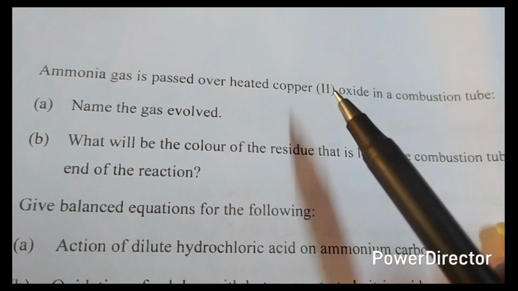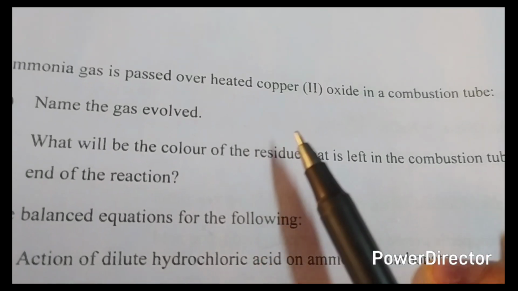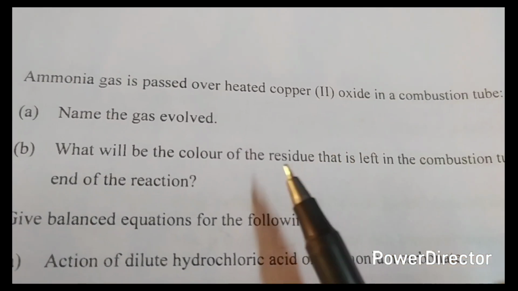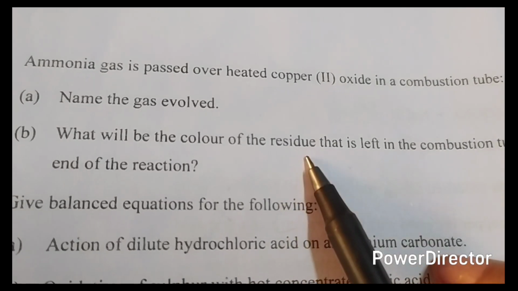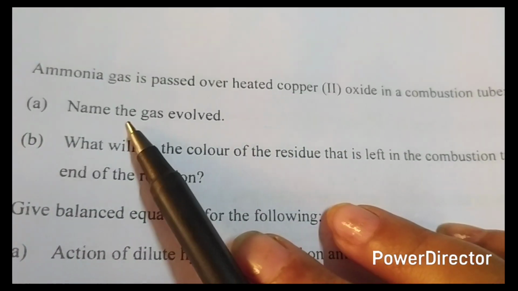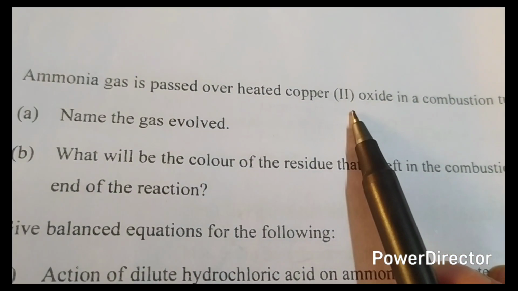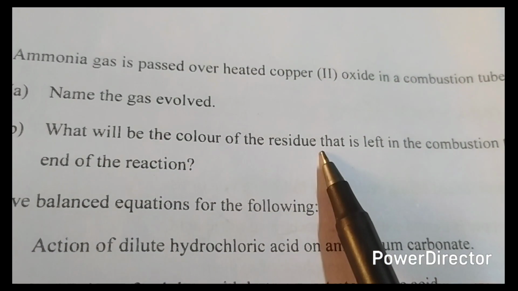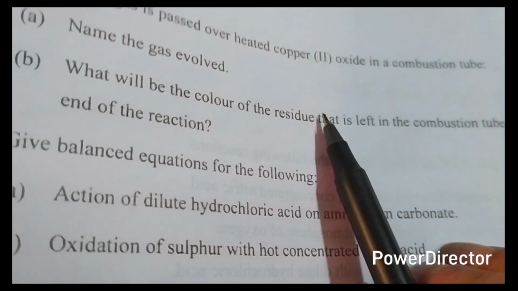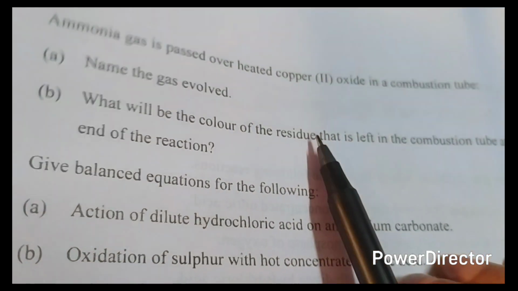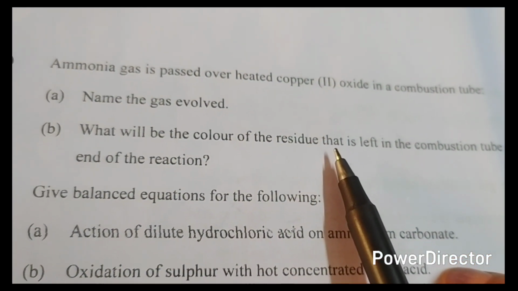Question number 5, second part. Ammonia gas is passed over heated copper oxide in a combustion tube. Name the gas evolved. So the answer here will be nitrogen. And what will be the color of the residue? Obviously ammonia will reduce copper oxide, that is black in color, to copper. So you will write the color of the copper as reddish brown, or somewhere it is written pink as well. So you can write reddish brown or pink metal is left behind.